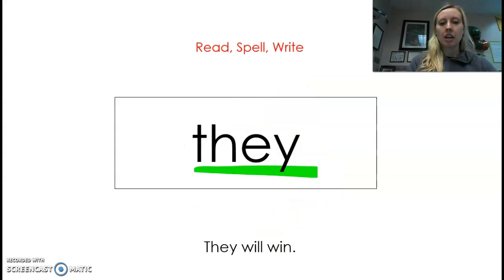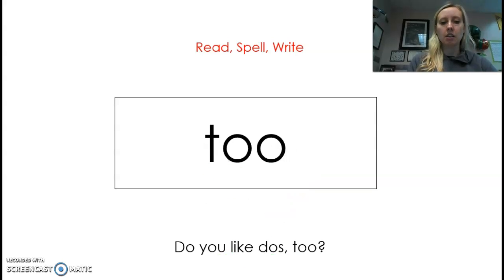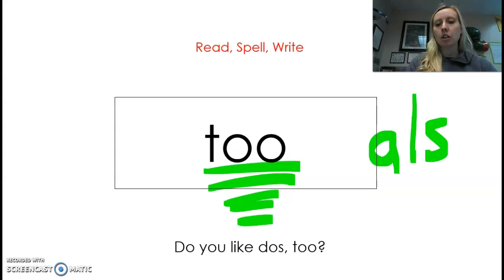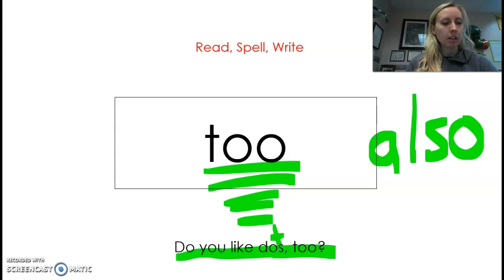Here we go. They. They will win. Two, two, two, two, two. Remember, this is like also. This isn't like I want to go to the store. This is like I want to go to the store too, also. Do you like dots too? That's spelled wrong. That's okay.